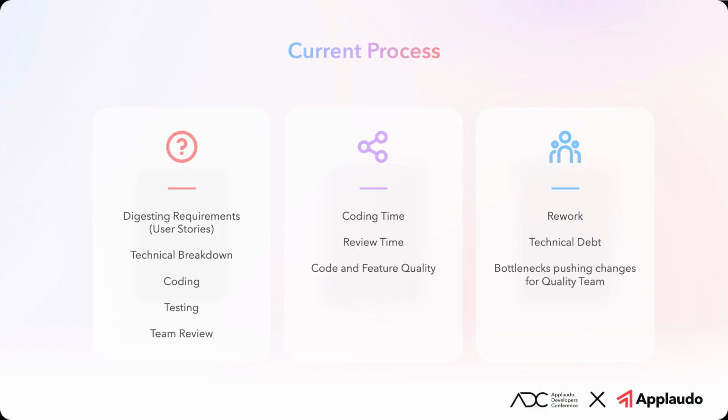Basically, how we introduce AI in our process with the target of reducing the time we spend between the user stories and the actual delivery by 40%. When we talk about the whole process and the metrics behind it, we're also going to be talking about the pain points. So let's talk about the rework, technical debt, and bottlenecks.